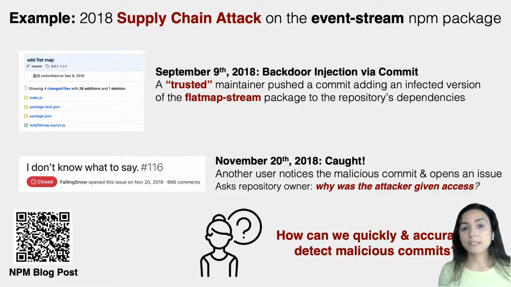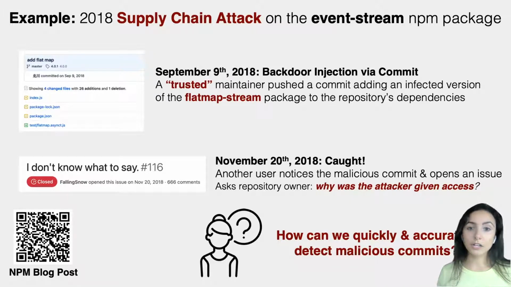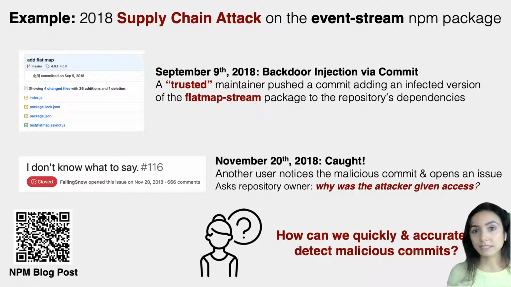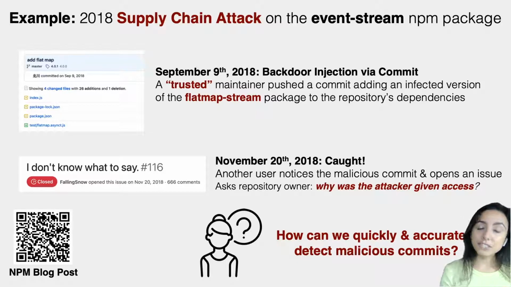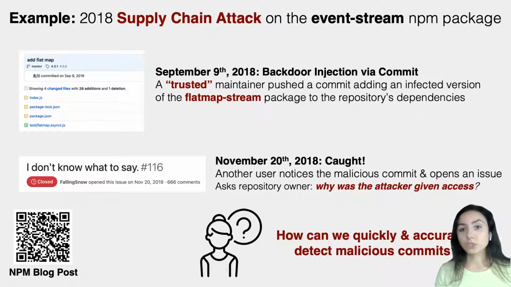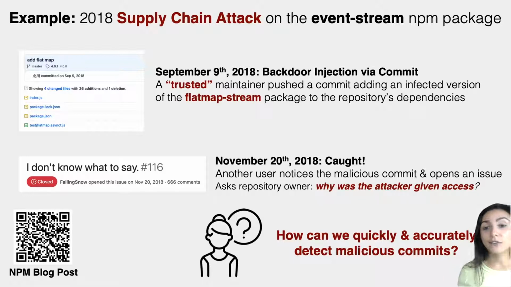What happened is there was a maintainer who was trusted by the repository owner, who had given them push access to the repository. This maintainer pushed a commit that added an infected version of another package to the repository's dependencies. This was only discovered by another user who opened an issue. I highly encourage anyone who's interested in this to look at that issue. This person was able to backdoor inject malware into the repository through a commit. The motivating question is, how can we quickly and accurately detect malicious commits?